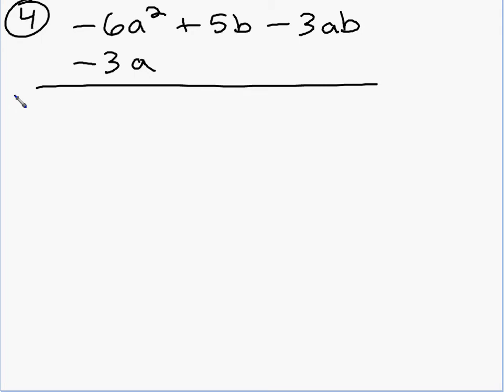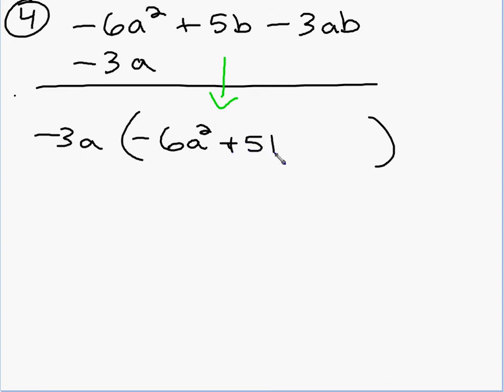Well, it's the same problem. They just wrote it a little bit differently. What is the monomial that's on the outside? Yeah, so you just rewrite it. Let's make an arrow in our notes that we're going to rewrite it as negative 3a on the outside, and then the negative 6a squared plus 5b minus 3ab on the inside. And then you do the same thing we've done on the last few problems.